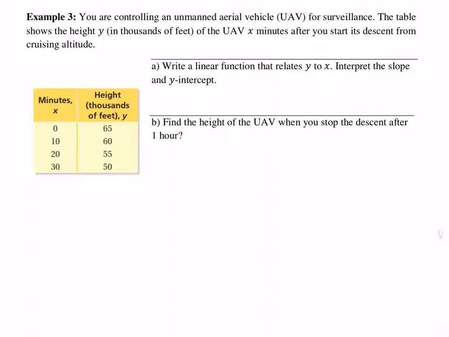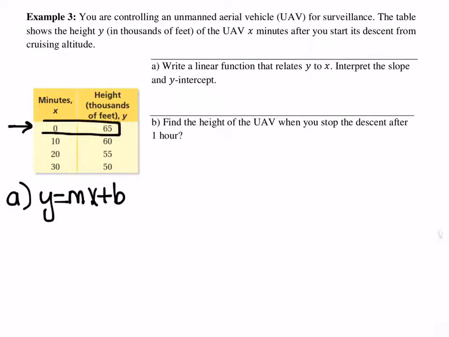So we are going to do the same thing that we did in example 2 and 1. We need to find the equation of the line. So if we look at this, do we have our y-intercept right there for us? No, that's when x equals 0. So we have that here, a y-intercept at 65. So we plug that in for our b.